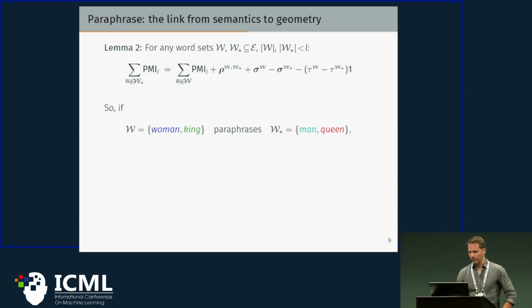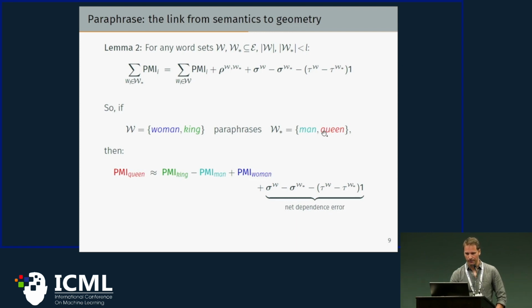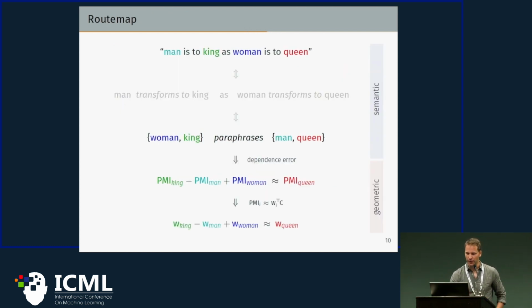And turning to the specific example we're considering, we can choose W as woman and king, we can choose W star as man and queen, and then we immediately have this relationship. So we have this relationship between PMI vectors which we're looking for, and we have explicit error terms subject to the interactions of woman and king and man and queen. And assuming this paraphrase holds, we absorb the paraphrase error just here into the approximation. So we now have the geometric relationship we're looking for. And that completes a step in this path.